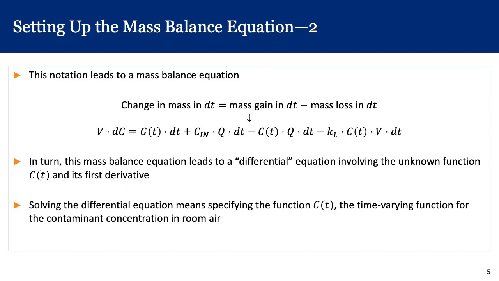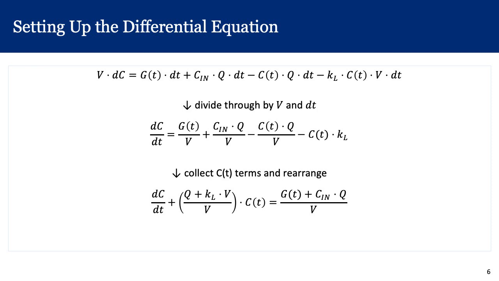And if we solve this differential equation, that would mean that we have specified the function C of t, the time-varying function for the contaminant concentration in room air. Again, at the top, I have that equation from the previous slide, and we can divide both sides by V and dt, and we will end up with this equation. So on the left-hand side, we have dc over dt, which is the derivative of the concentration with respect to time, or change in concentration with respect to time. And we have the other terms on the right-hand side.